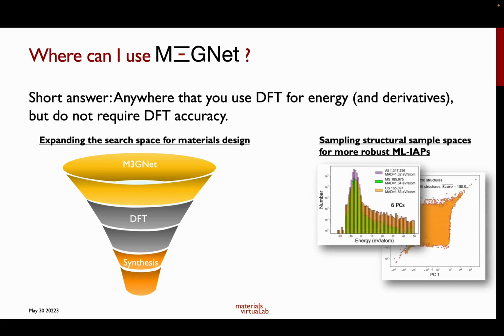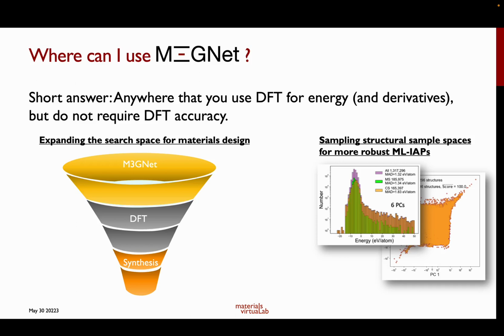Essentially, anywhere that you use DFT for the potential energy surface, but you do not actually require absolute DFT accuracy, right? So, classic example, right? We have all seen this funnel before. We always do our high throughput DFT calculation, then we funnel it down, and then finally we ask our experimental colleagues to try to synthesize some of the materials that we predict, right?